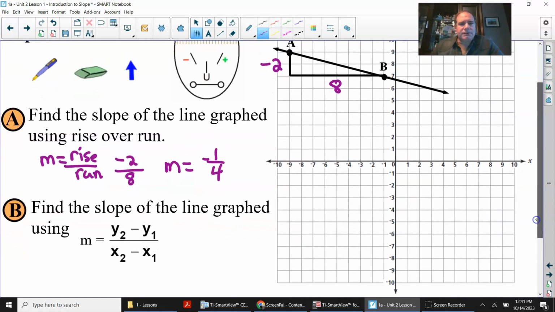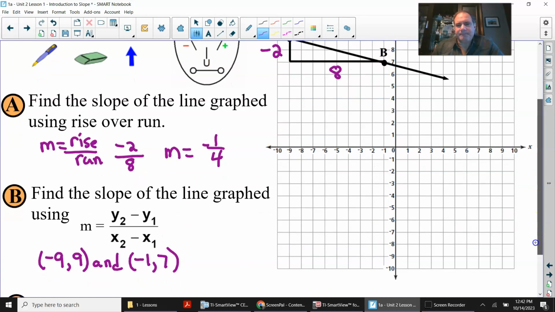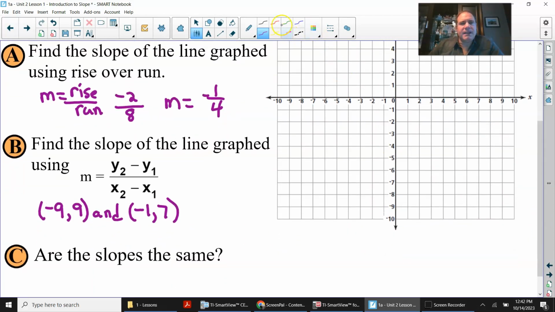The coordinates going to the left 9 and up 9. Left 9 is negative 9 on the x. Up 9 is positive 9. The second set of coordinates, left 1, which is negative 1, comma, and then up 7 is positive 7. So we're going to see if we get negative 1 over 4. Are the slopes the same? Well, let me just see.